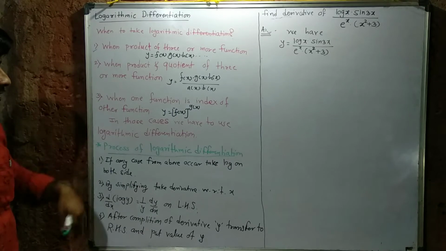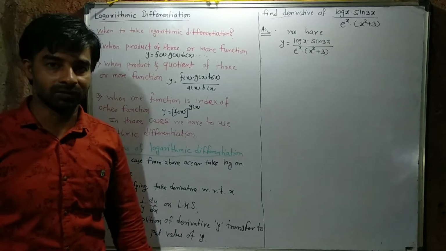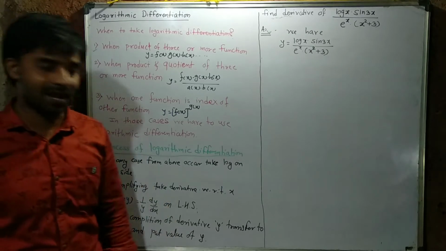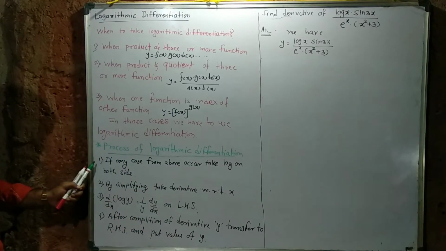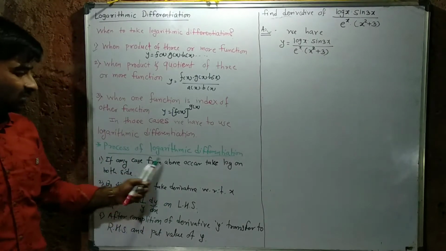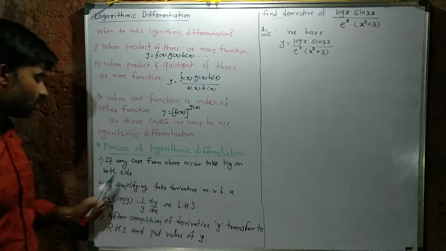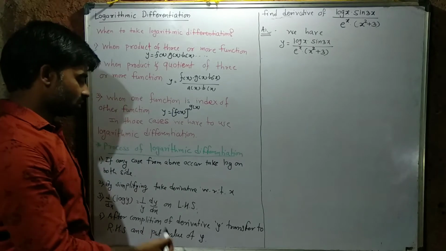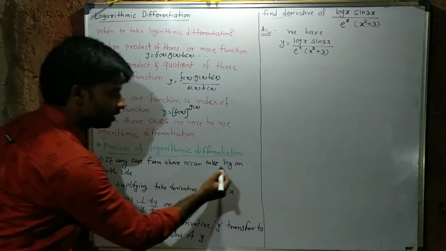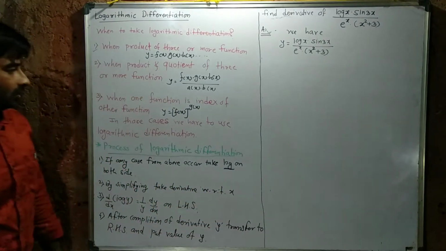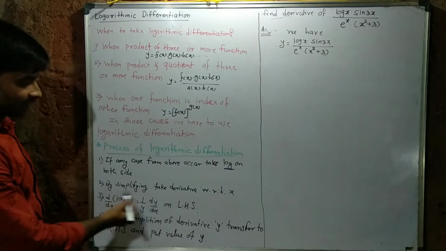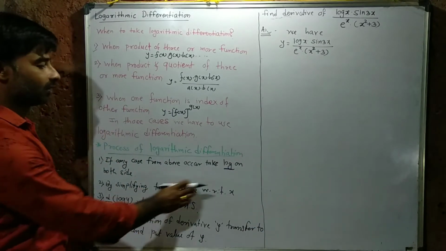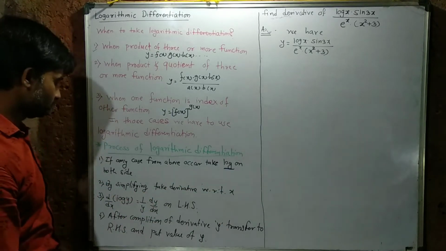In those three cases we have to perform the logarithmic differentiation, and this logarithmic differentiation has the process as follows. First of all, if any case from above occurs, take log on both sides. That means if any case in between these three occurs, at that time we have to take the log on both sides. Then second one is, by simplifying, taking the derivative with respect to x.